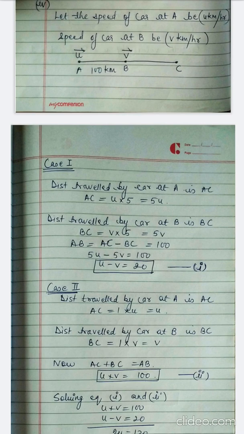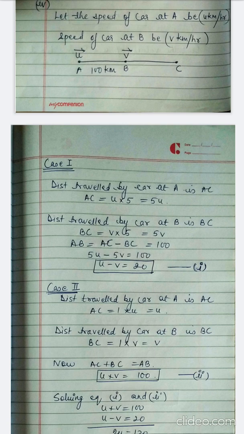Distance traveled by car A is AC, which is equal to u into 5, and distance traveled by car B is BC, which is equal to 5v. Here we use the relation speed is equal to distance upon time. So for AB we have AC minus BC is equal to 100, that is 5u minus 5v is equal to 100. u minus v is equal to 20. This is your first equation.